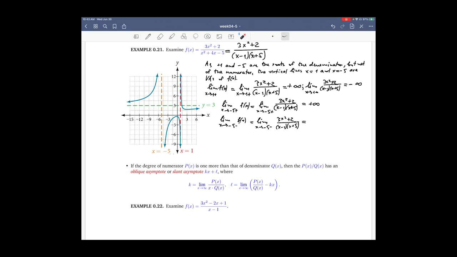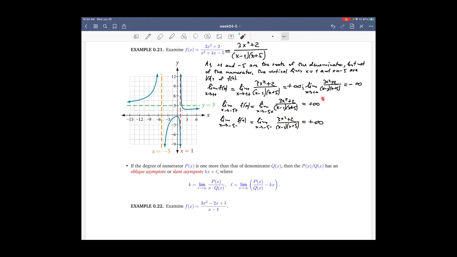Now, x is less than -5, which makes this factor negative. This factor is positive. Once again, x is less than -5, which means this factor is negative. This factor is negative. This factor is roughly -6. This factor is positive. So this is positive infinity.